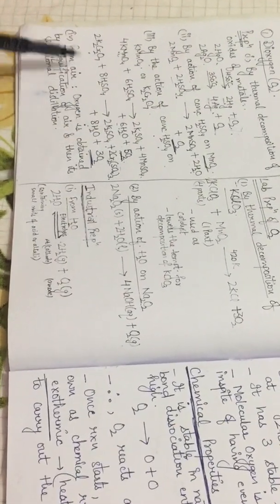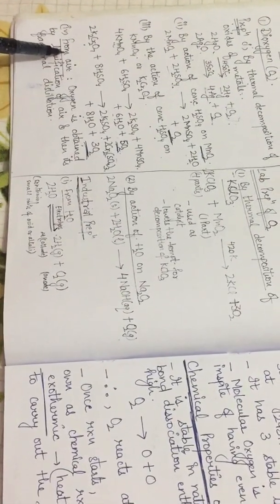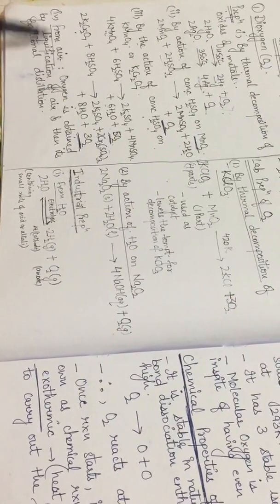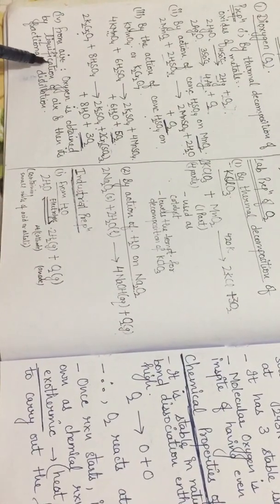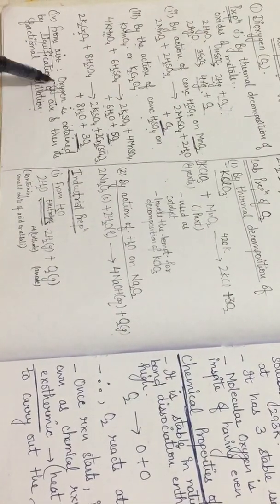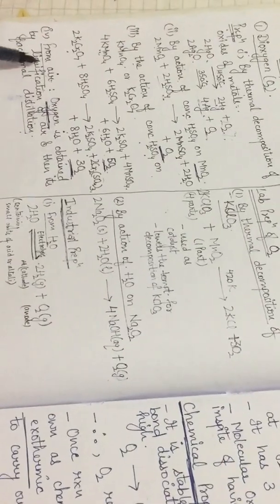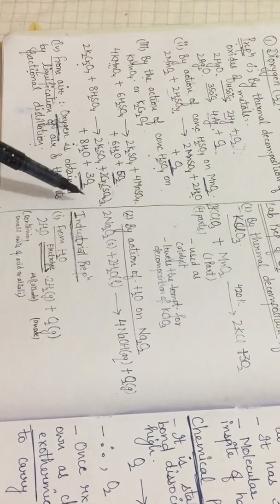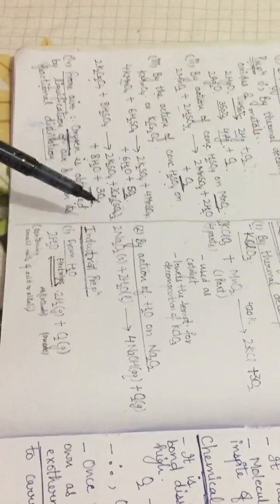The next method is from air. As we know, air contains 21% oxygen. So air is collected and liquefied. Then its fractional distillation produces dioxygen as a product. This method is done in the industrial preparation of dioxygen.